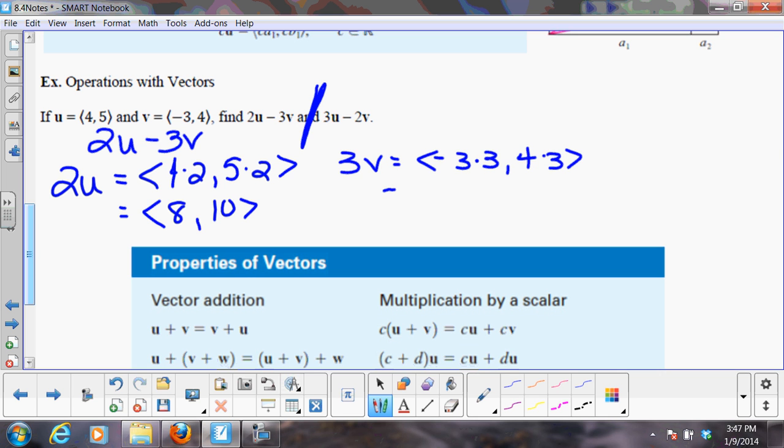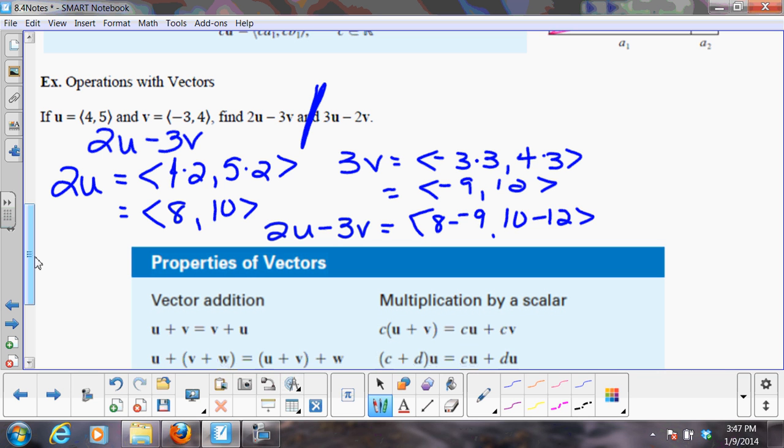And this gives us negative 9 twelfths. And we are subtracting them. So 2u minus 3v. We're going to do component part with component part. So the fronts together, the backs together. 8 minus negative 9, and then 10 minus 12. 8 minus negative 9 is 17. 10 minus 12 is negative 2.